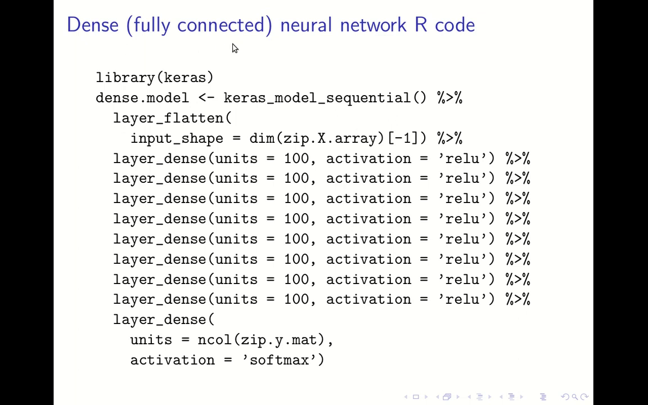This is a dense or fully connected neural network. To do this, we start out with a layer flatten like we did with the linear model, and then we follow that with a bunch of layer dense objects. Here I'm doing it 8 times just to get a model which has about the same number of parameters as the previous convolutional neural network. Then we're finishing it off with the same layer dense, which is just defined by the number of output classes that we have.